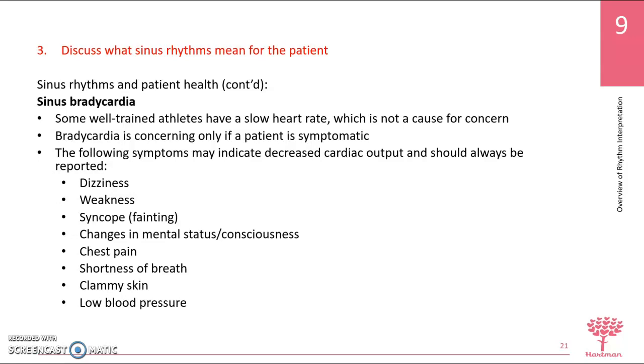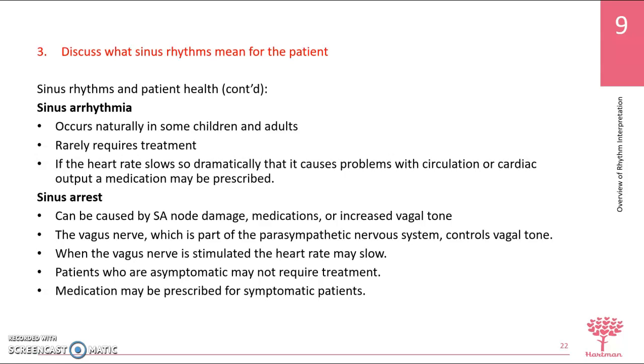But again, you got to consider history, because if your patient is an endurance athlete, then they're going to have a slower heart rate, and they're still going to get enough blood to their body because their heart is stronger and it's going to pump more blood each time it beats. So just consider that history.